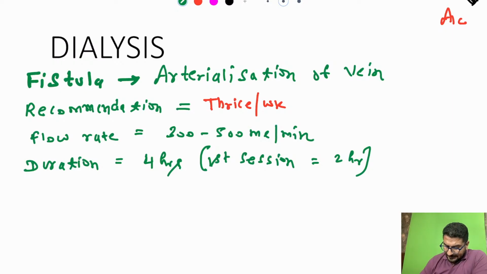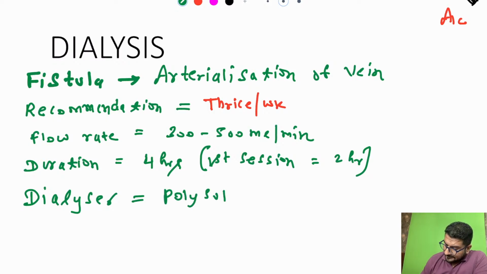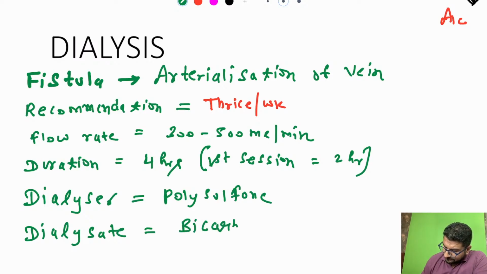Now they ask you in dialysis what are the things we use. What all do you use? So understand this thing. In dialysis we have a dialyzer. This dialyzer is made up of polysulfone. Then we have dialysate. This dialysate is made up of bicarbonate buffer.